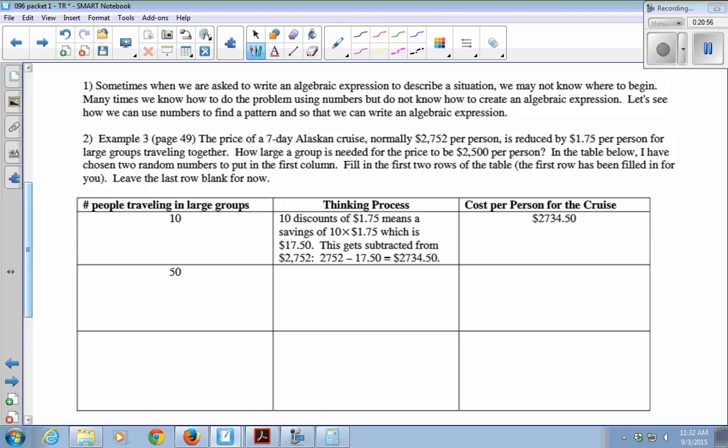Okay, so sometimes when we're asked to write an algebraic expression to describe a situation, we may not know where to begin. Many times we know how to do the problem if we had numbers, but we don't know how to create the expression. So let's see how we can use numbers to try to find a pattern that will help us write the algebraic expression.